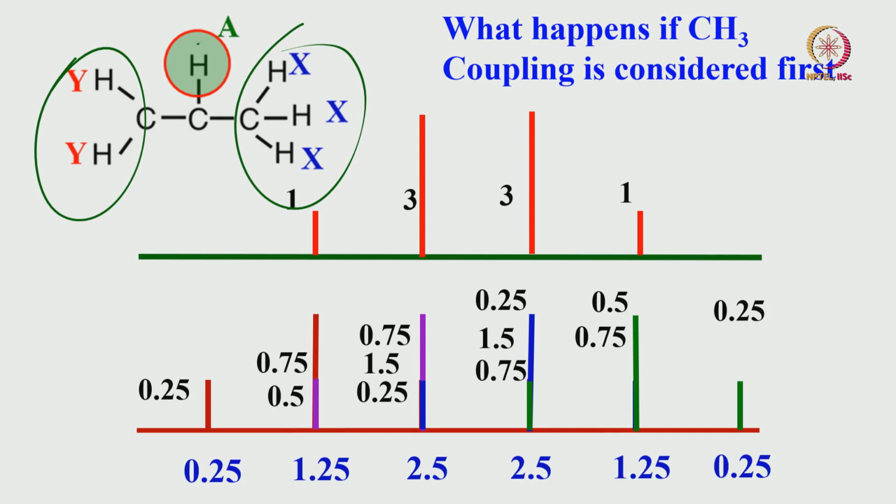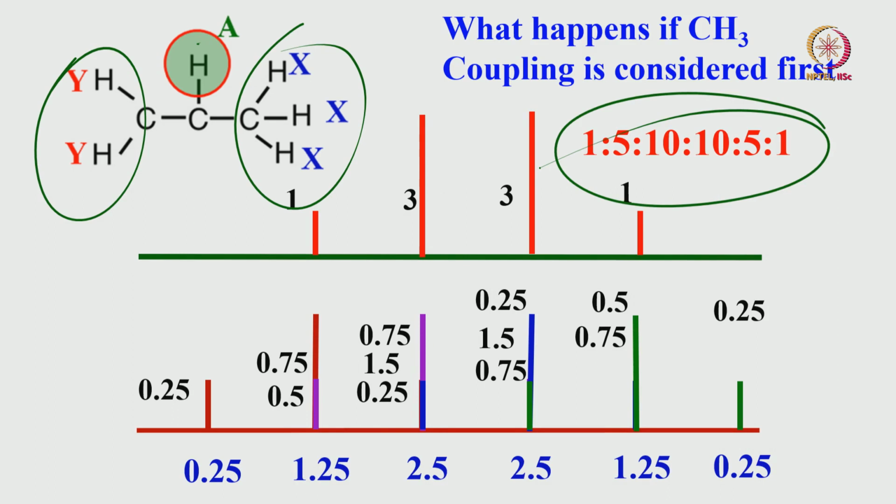Same, there is no difference. This also is a sextet, same intensity ratio. So what did we understand from this? If you are generating a multiplicity pattern, then the order in which you take the coupling is immaterial. For this CH proton, you consider this coupling first or this coupling first, it does not matter.